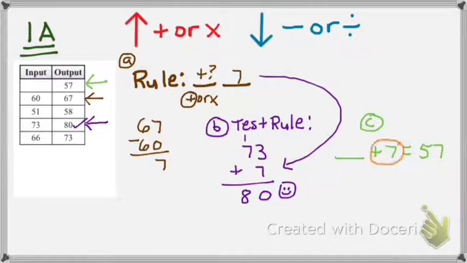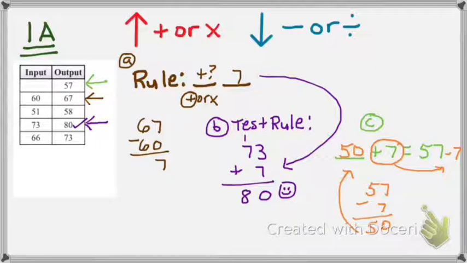Well, remember, we can take that plus 7, we can move it to the other side and change the operation, or do the inverse. The inverse of plus 7 is minus 7. So if I solve 57 minus 7, I'll figure out what the blank should be. Let's do that. 7 take away 7 is 0. 5 take away nothing is 5. So I think my blank should be 50.